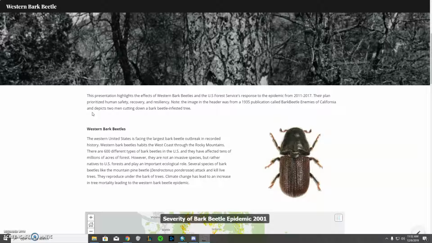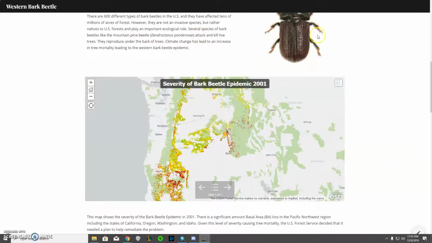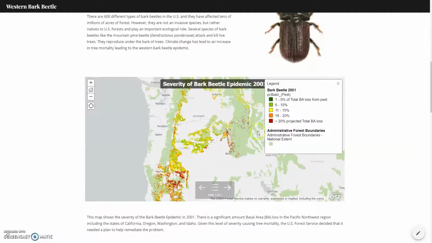Although, due to some of the effects of climate change, they have been getting out of hand, and they attack and kill live trees, which causes an increase in tree mortality. Just to highlight the severity of the bark beetle epidemic, this is from 2001, and you can see the northwestern region of the United States being affected by it. Some areas in California over here and in Idaho have over 20% projected total basal area loss. And then you can also see the national forest boundaries that have a pretty similar region.